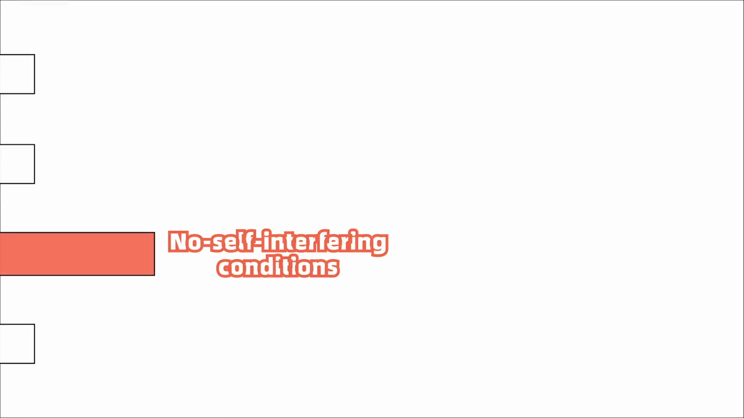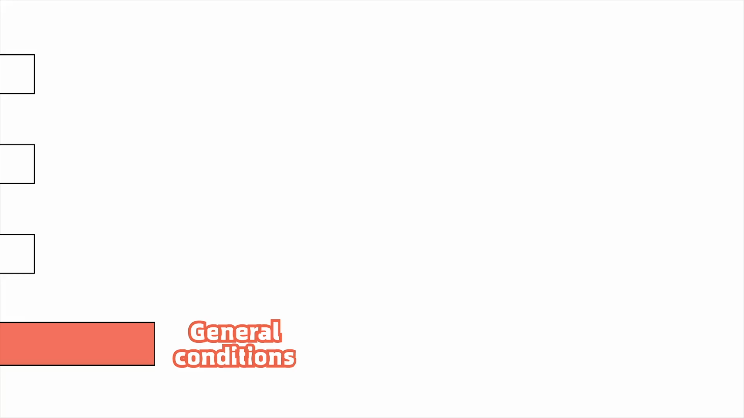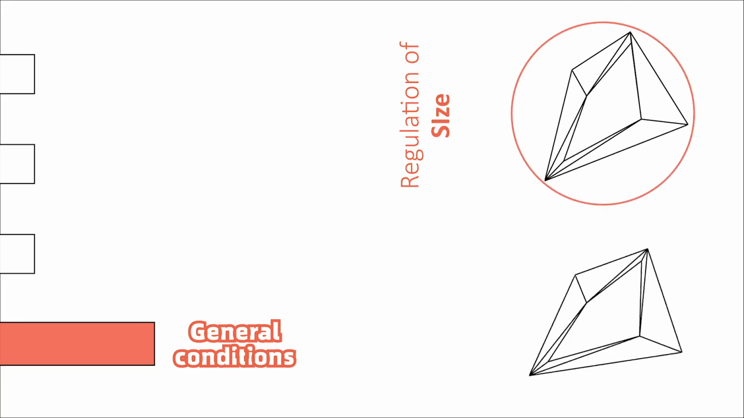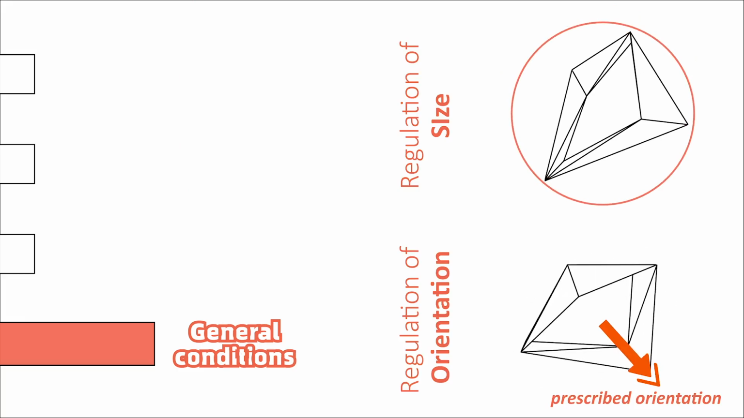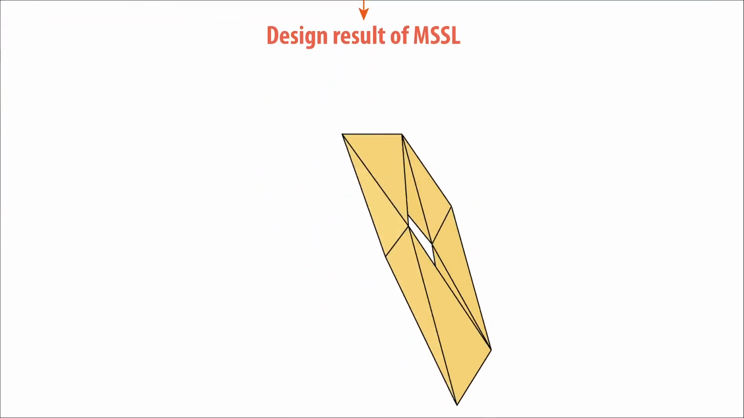No self-interfering condition makes the final result work physically well. You can always add some other constraints based on the needs. Size, orientation, anything. But just be careful not to be too strict to output a feasible result. This optimization problem is then fed to the MATLAB fmincon function and solved to get a single loop MSSL.